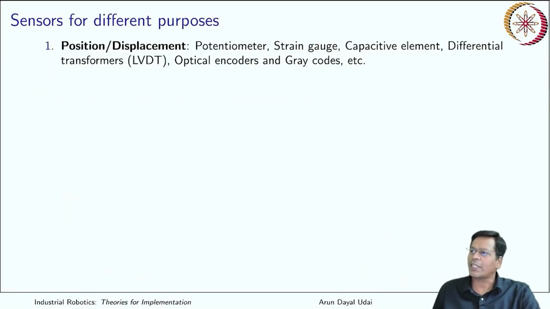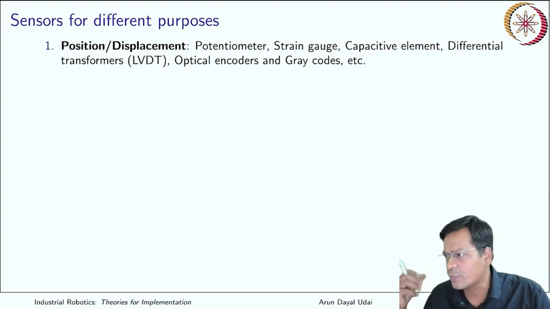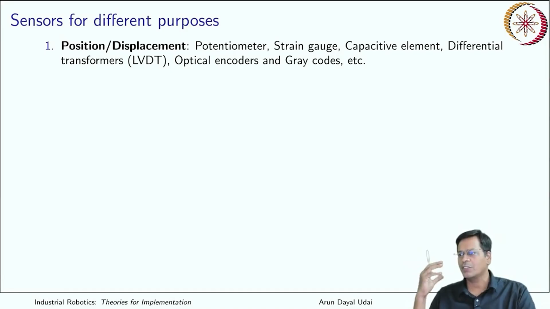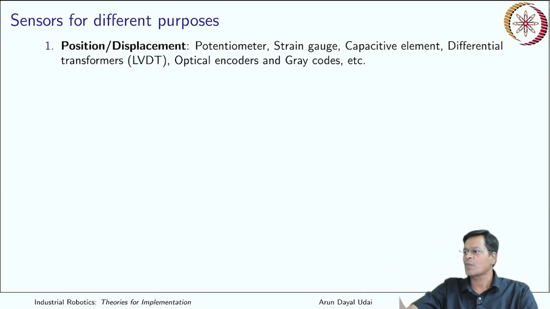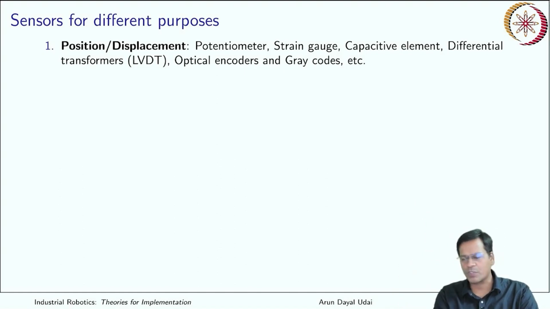Let us move ahead. What are the different types of sensors in the industry? One of the very common ones is joint angle feedback. Your joint is moving, you want to know where it is, so that is to be sensed. So at least a position or displacement sensor is required. There are various types of those sensors. It can be a potentiometer sensor, strain gauge sensor, capacitive sensor, differential LVDT transformers, optical encoders, gray code. We'll see a few of these in this module also.